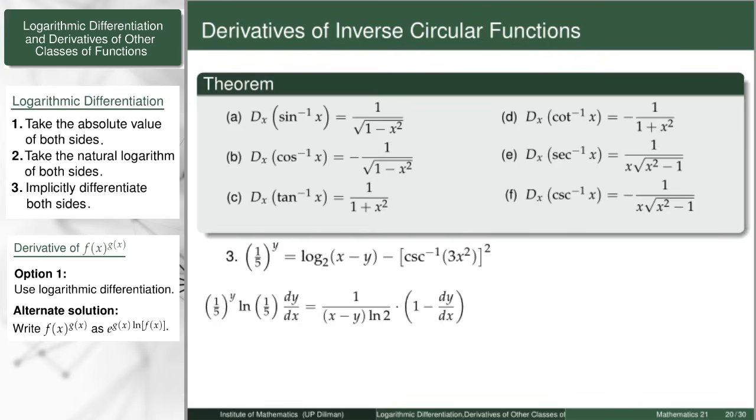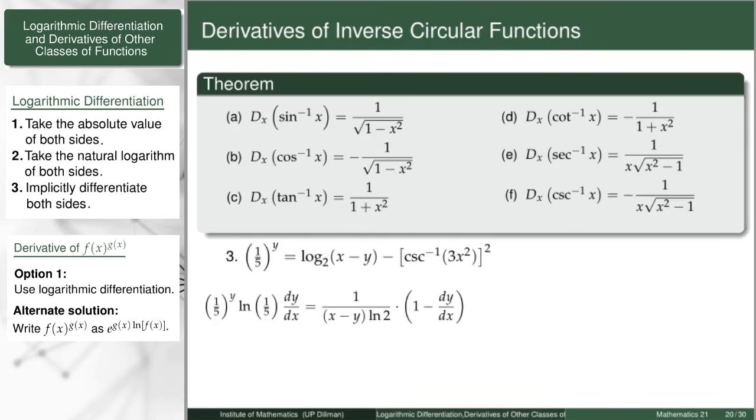The first one is the notation. Notice that whenever you have a negative one as your exponent, as in cosecant to the negative one, the negative one is actually an indicator of being an inverse and not an exponent. That means you don't use the power rule here.